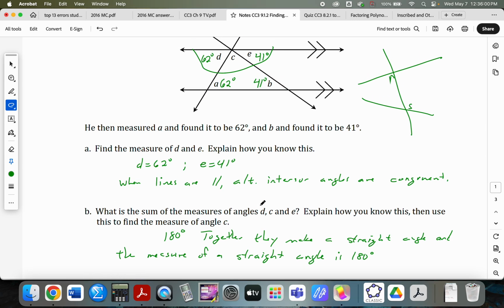And now we're going to find the measure of angle C. We know that D, C, and E added together should be 180. So D is 62. C we don't know yet. E is 41. And those are supposed to add together to be 180. So I'll group the like terms. I'll have C plus 103 is 180. Subtracting them, we get C is 77 degrees.